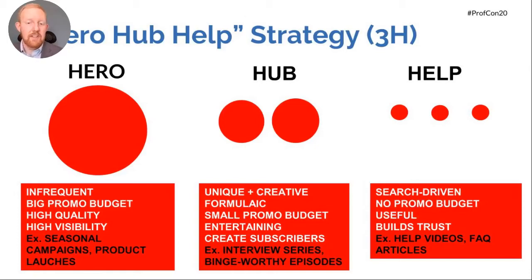Here's how it works at a basic level. You have three different types of content. Hero content, represented by the big circle. This is your ad. This is the type of content that is based around your biggest messaging that will turn people into actual paying customers or whatever drives your business model.